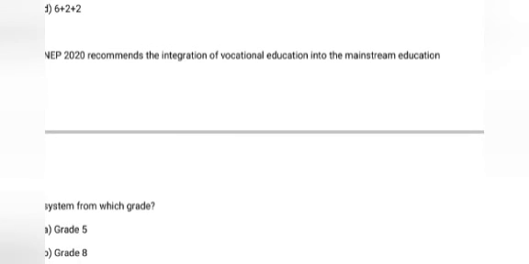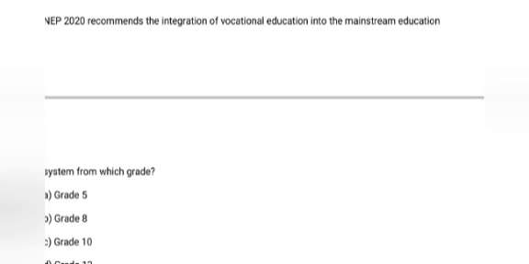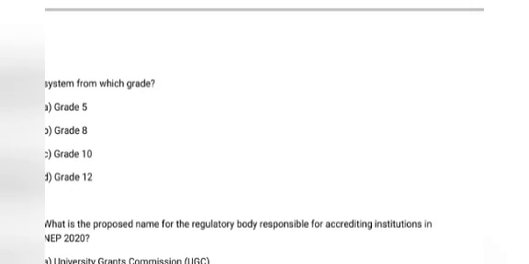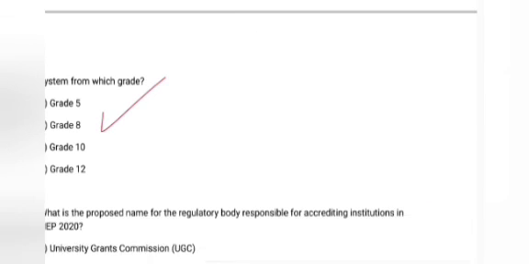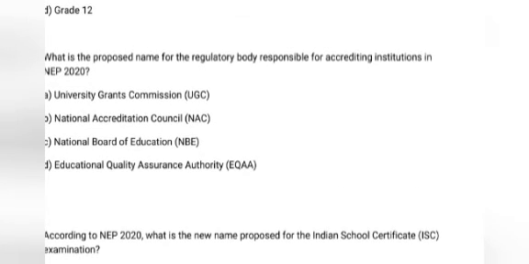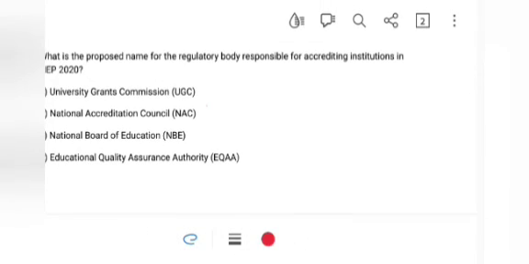Then NEP 2020 recommends the integration of vocational education into the mainstream education system. From which grade? It will be option B, 8th grade. Then what is the proposed name for the regulatory body responsible for accrediting institutions in NEP 2020? It will be National Accreditation Council.